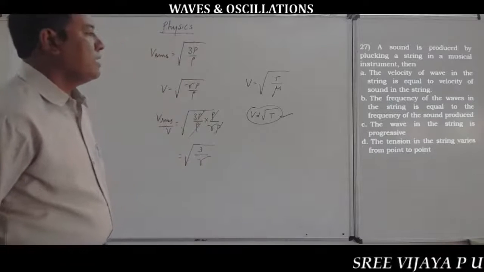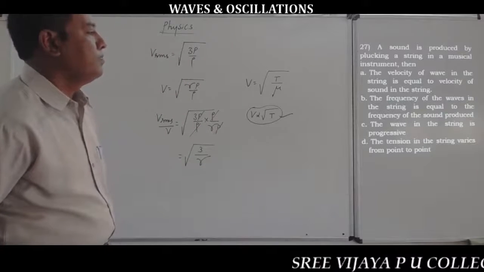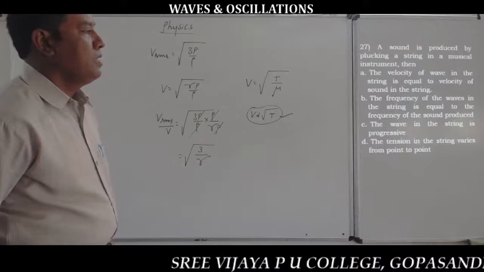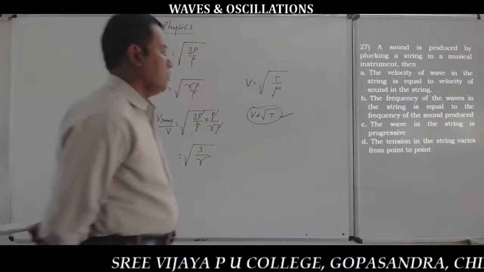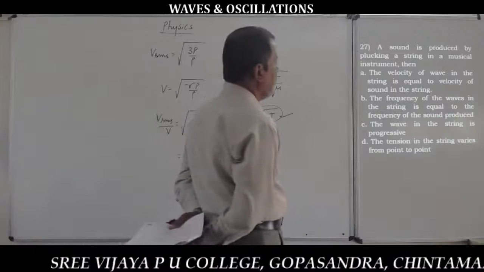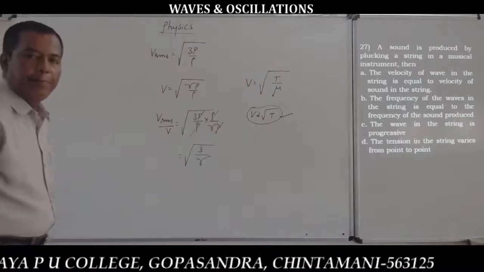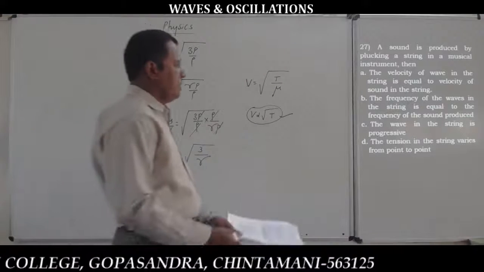The wave in the string is progressive. The tension in the string varies from point to point. So therefore, the correct option for question number 27 is B. The frequency of the waves in the string is equal to the frequency of the sound produced. So that is option B.